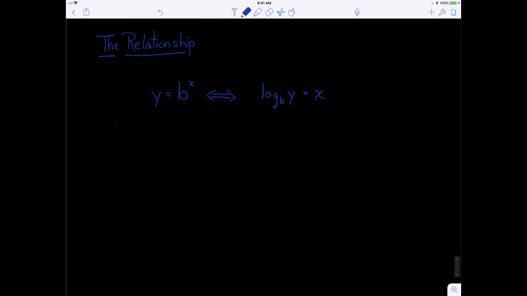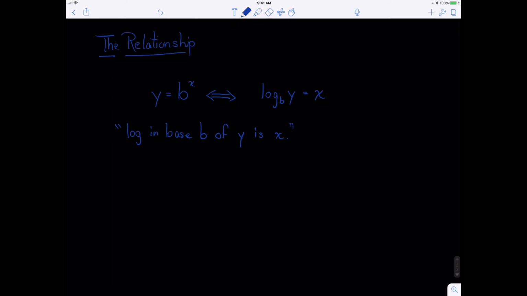And I'm going to write that out because saying that sometimes gets awkward. But this is spoken as log in base b of y equals x. That's how you would say that.